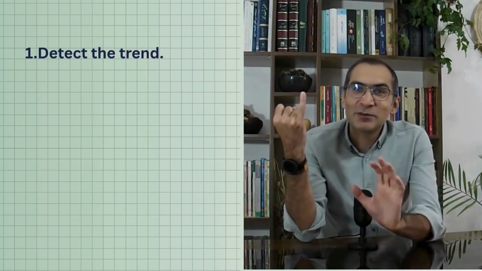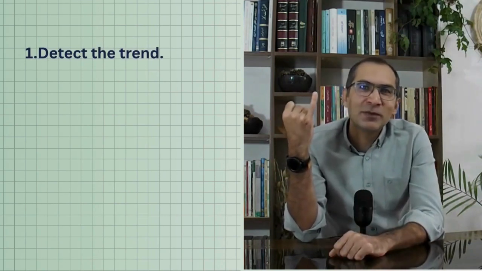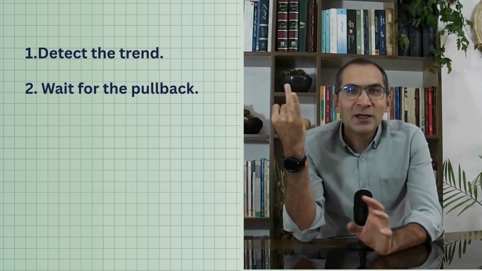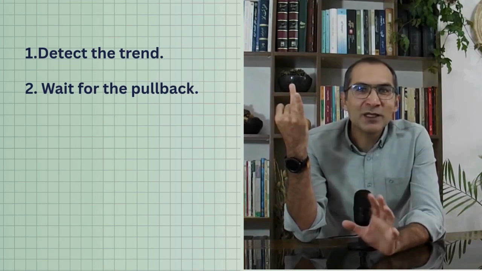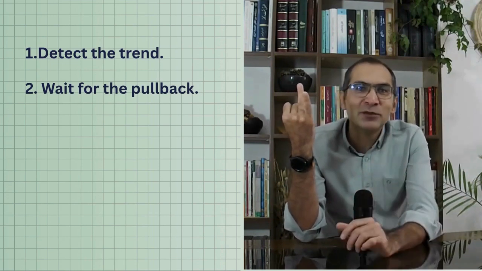Rule number 1, detect the trend. Never use Fibonacci randomly. It works in clear trending markets. Rule number 2, wait for the pullback. When price retraces to one of the Fibonacci levels, don't jump in. Don't jump in right away. Just wait for confirmation.